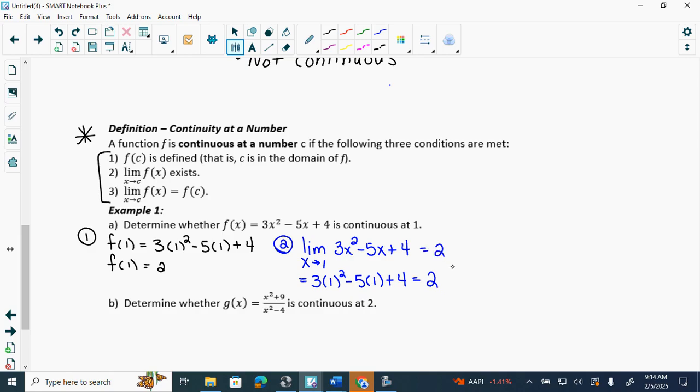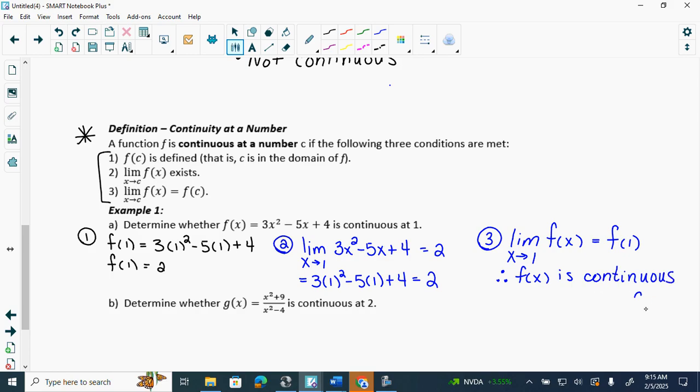And then to prove it's continuous, you'd say the limit as x approaches 1 of f of x equals f of 1. Therefore, f of x is continuous at 1.